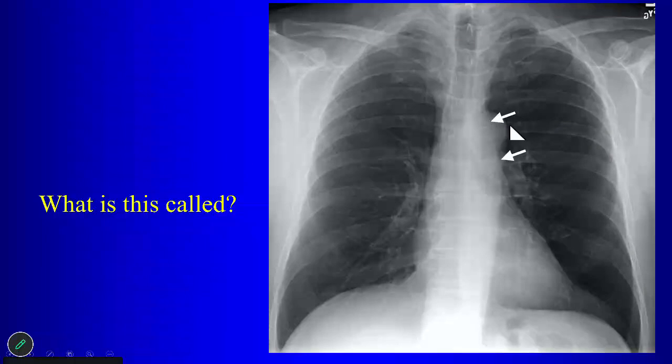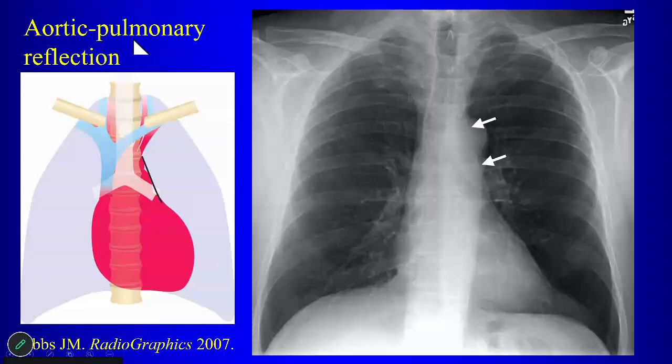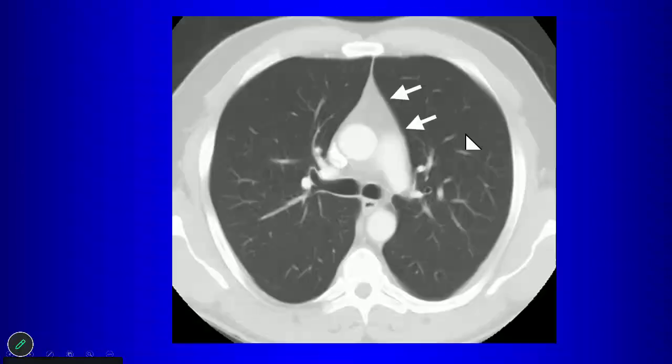Okay, this line, what do we call this line? So that's the aortopulmonary reflection. So that is the pleural reflection against what? Against the anterior mediastinum. What lives here? Thymus. The thymus lives there.